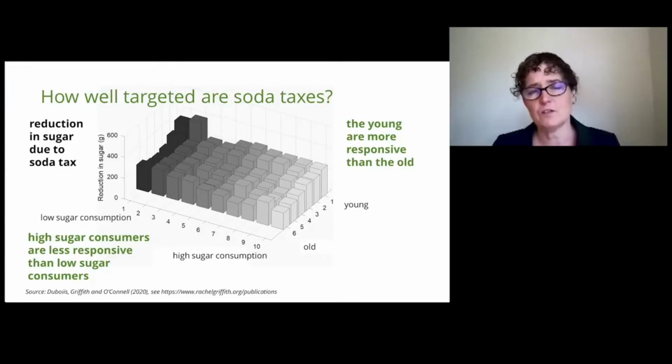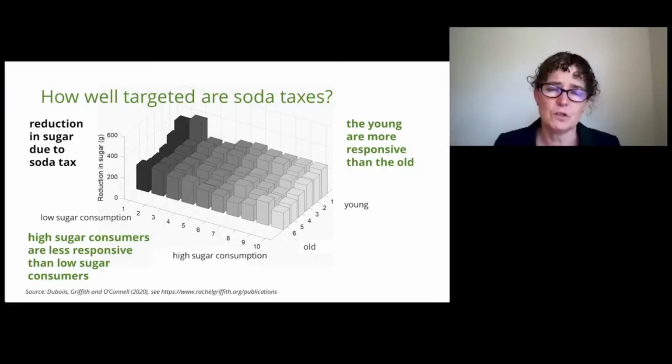So what we see in this picture, first of all, is that all the bars are positive. So everyone responds to some extent to the change in price brought about by the soda tax. And actually the size of these changes is fairly substantial given the modest change in price. If we look in the sugar consumption dimension, we see that the largest responses are amongst those who have low sugar consumption. So that's bad news. We'd like policy to lead to the biggest responses for those who have high sugar consumption, but it's the people who have low sugar consumption that respond.